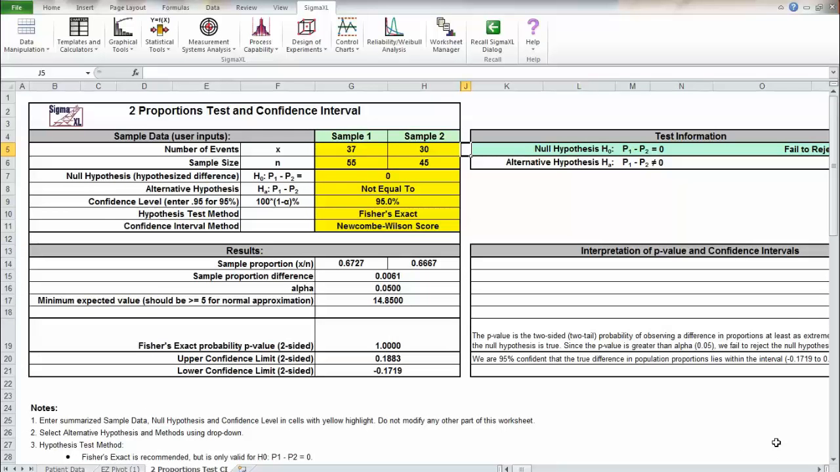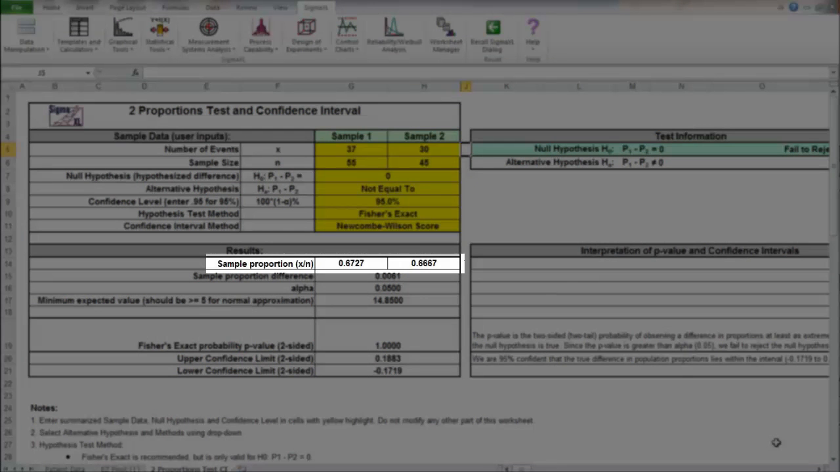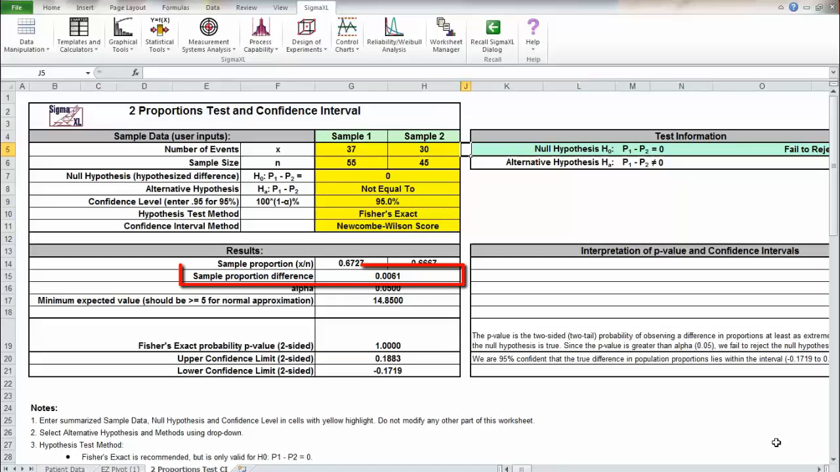Sample 1 is male, sample 2 is female. The sample proportion is telling us that 67.3% of males were satisfied and 66.7% of females were satisfied in the sample. The difference between them is 0.6%.